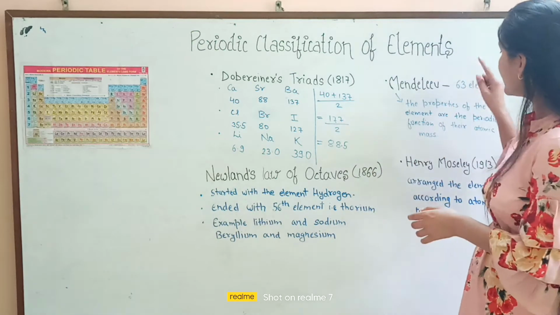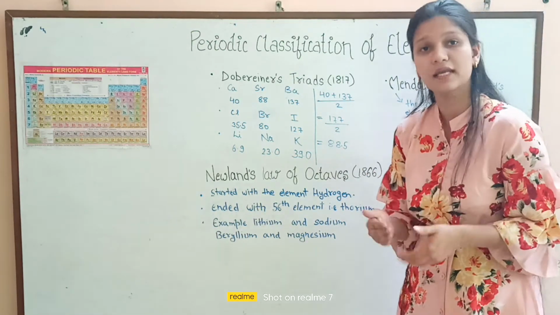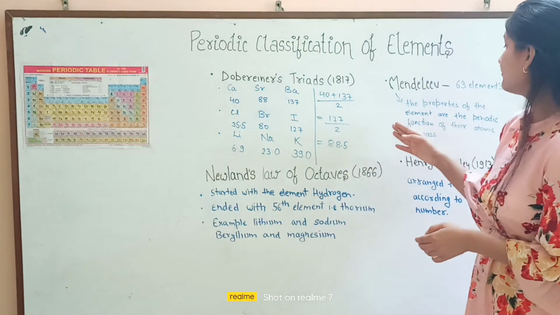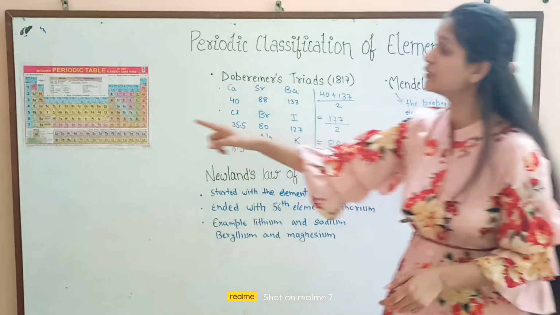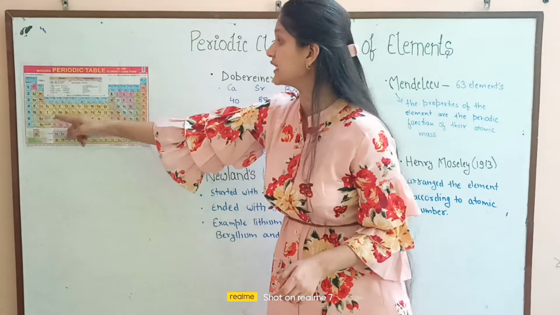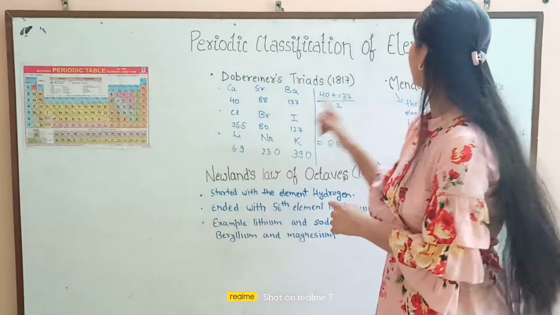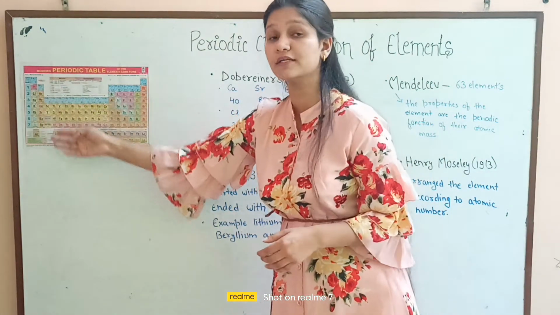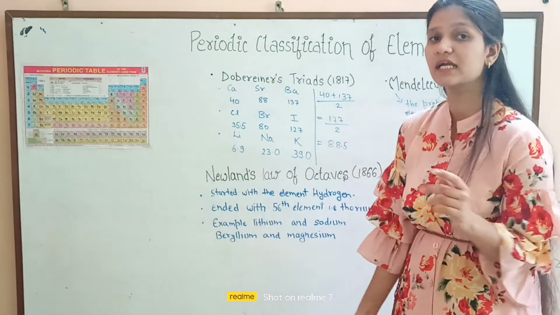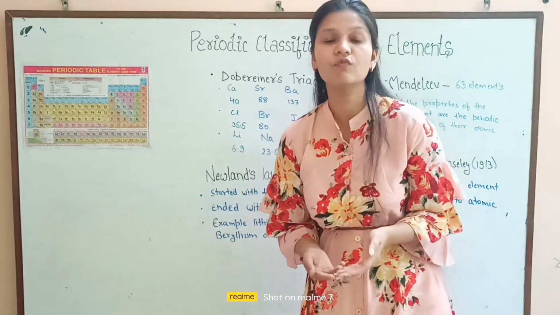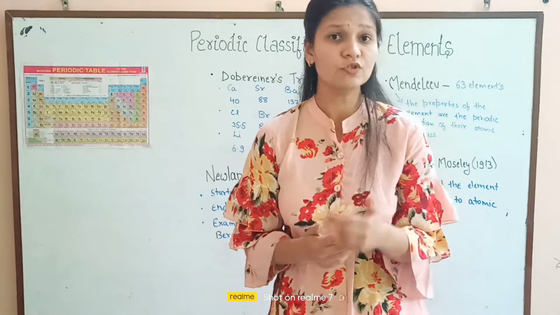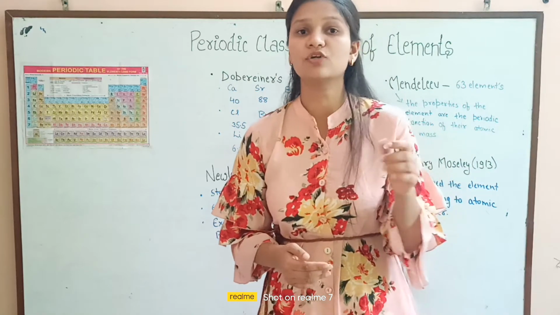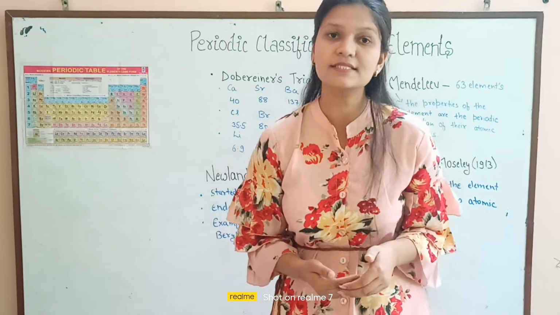But in his classification also there were several limitations. The first limitation is that he couldn't explain the position of hydrogen, as we have seen in the modern periodic table. The second one is about isotopes. Do you know what isotopes are? Isotopes are atoms of an element whose atomic number is the same but atomic mass is different.